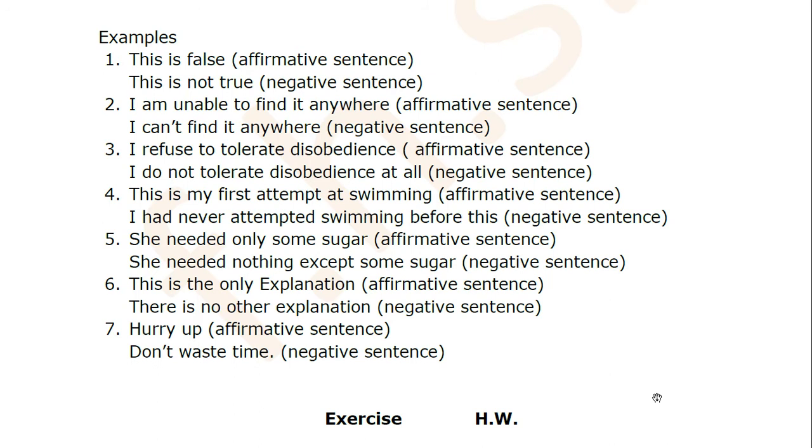Next, this is the only explanation. So "only" means nothing else or no one else or no other way or nobody else. So this is the only explanation means there is no other explanation. There is no other explanation. So "no" is a negative word which makes the sentence also a negative sentence.